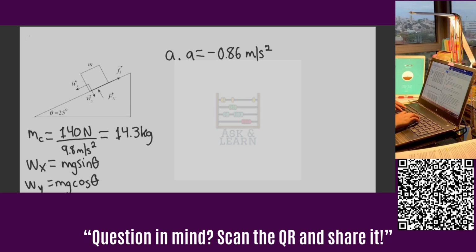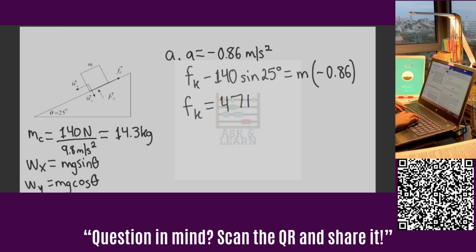So Newton's second law would essentially be equal to the force of friction, kinetic, or we can simply reference a diagram and say frictional force kinetic minus 140 sine of 25 degrees would equal m, the mass of the child, times negative 0.86. And at this point, we can solve and say that F sub k would be equal to approximately 47 newtons.